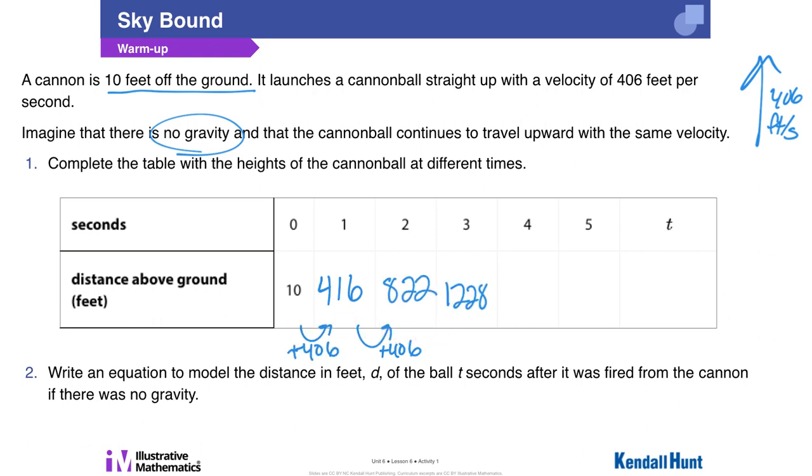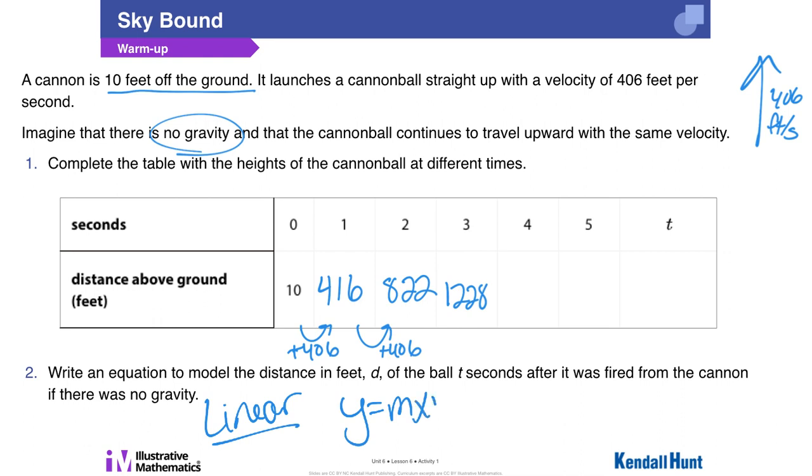Here's your table getting started. Again, we're just adding 406 feet each time. You can finish the rest on your own, but when we get to t at the end, this is where we're writing the equation. It's the same thing. Since we're adding the same thing each time, you're going to want to make a note here that it's linear, and I'll give you a hint.